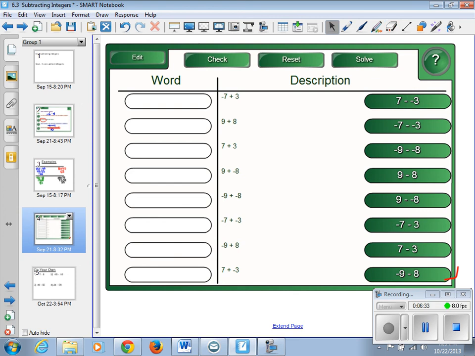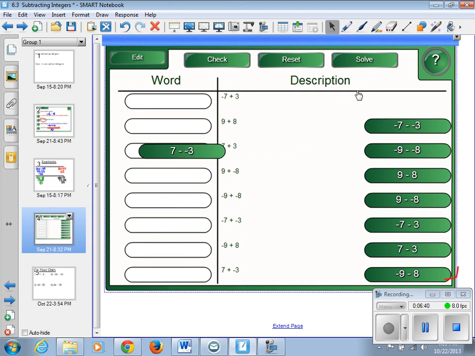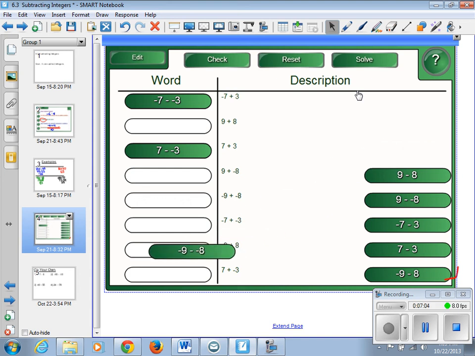7 minus negative 3, that should become 7 plus positive 3. And that matches up right there. The next one, negative 7 minus negative 3, that should become negative 7 plus 3. And I see that right up there. Negative 9 minus negative 8, that should become negative 9 plus 8. And I see that towards the bottom, right there.